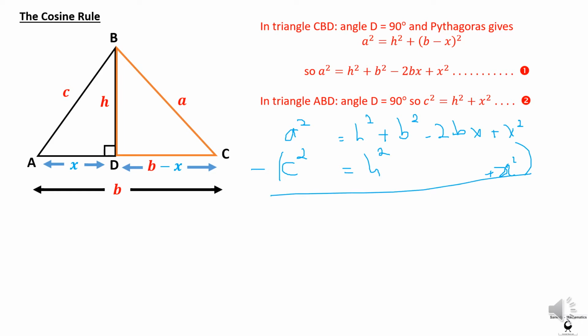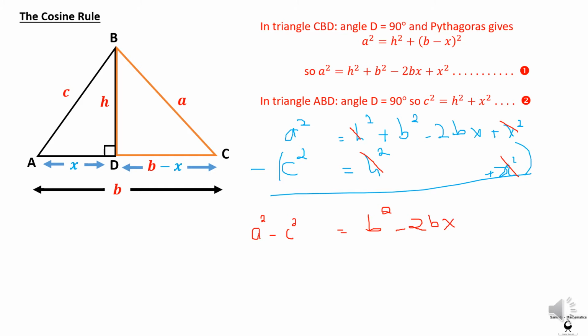You are going to end up with, on the left side, a squared minus c squared, and here the h squares cancel, as well as the x squares. So you'll be left with b squared minus 2bx. Okay, I hope you can see this particular case that I have here.